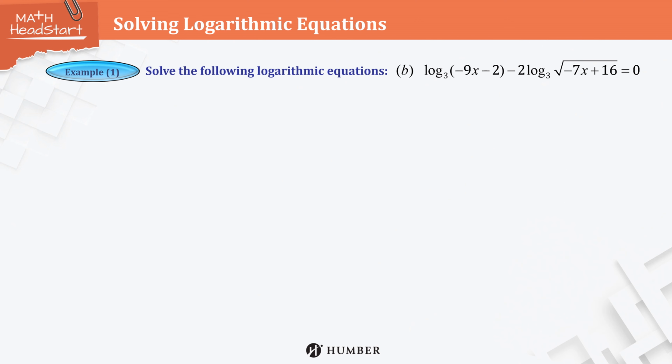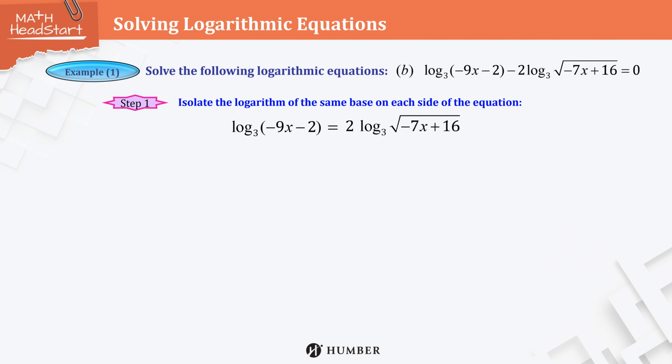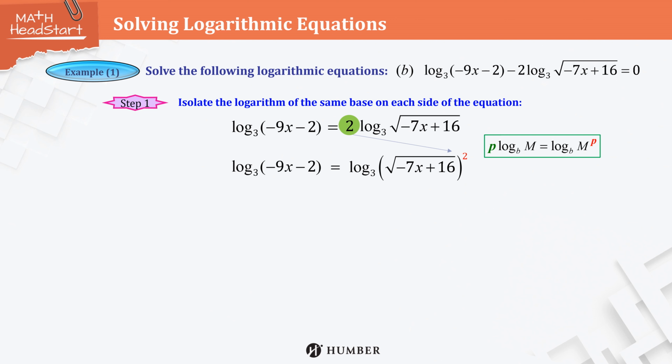For b, first we need to isolate the logarithm of the same base on each side of the equation. To do so, move the second term to the right side. Now we can see the logarithm with the same base on each side. However, we can see the coefficient of 2 on the right side of the logarithm. So let's rewrite it using the power of log property. Simplify the right side.